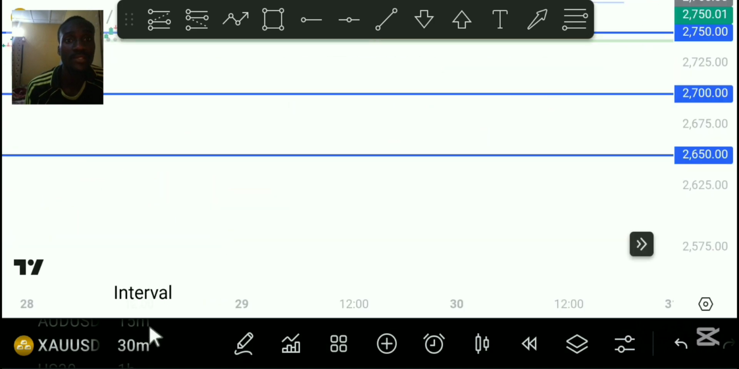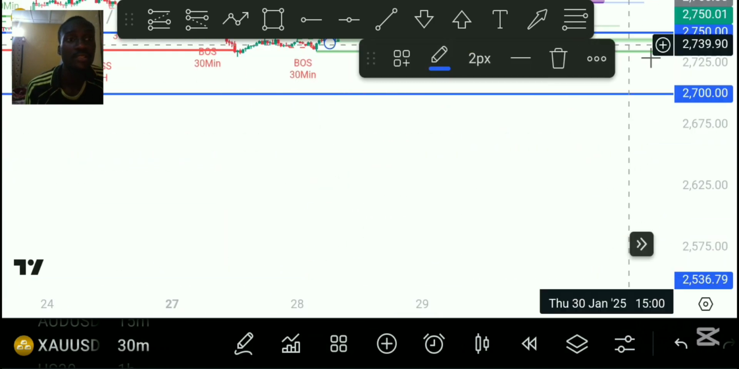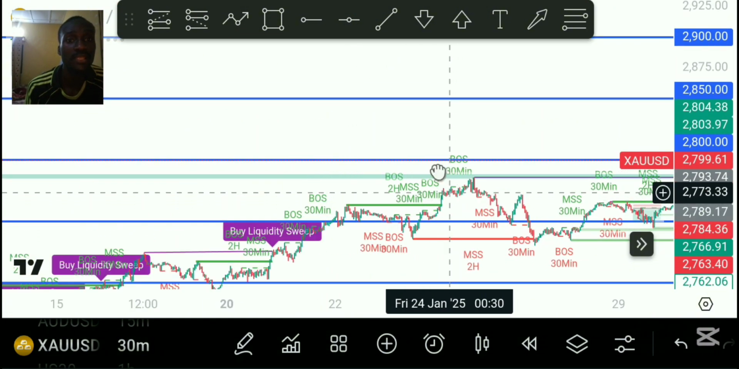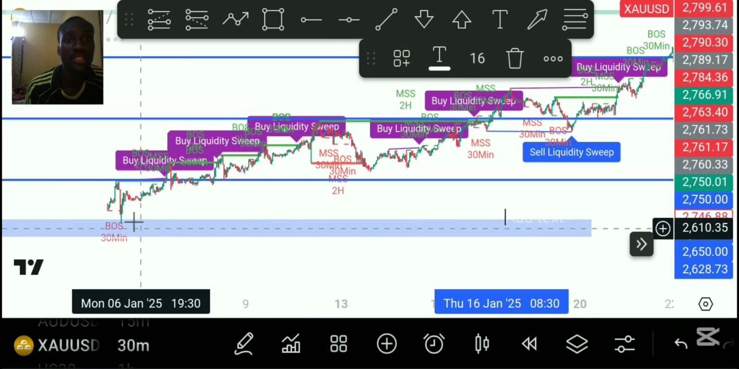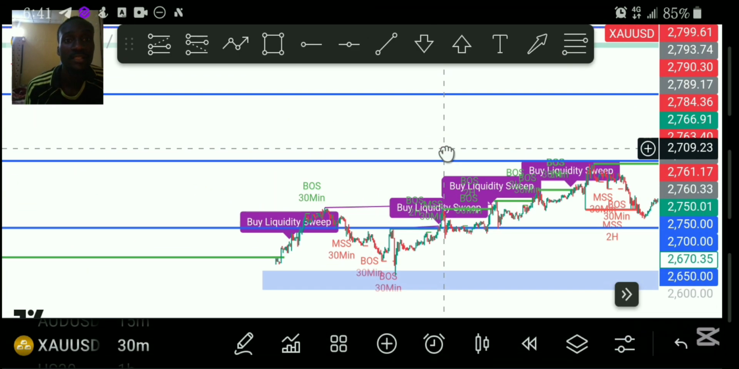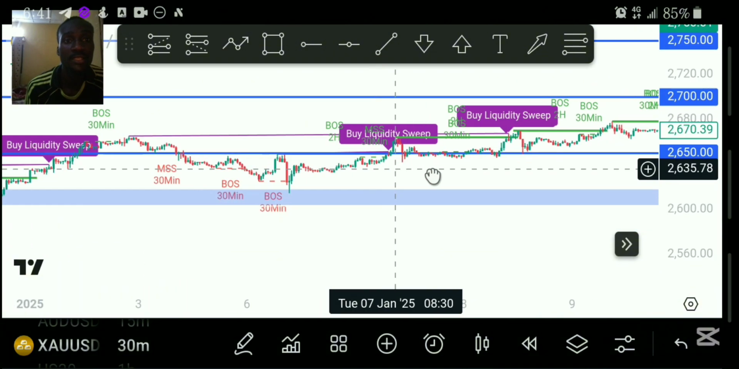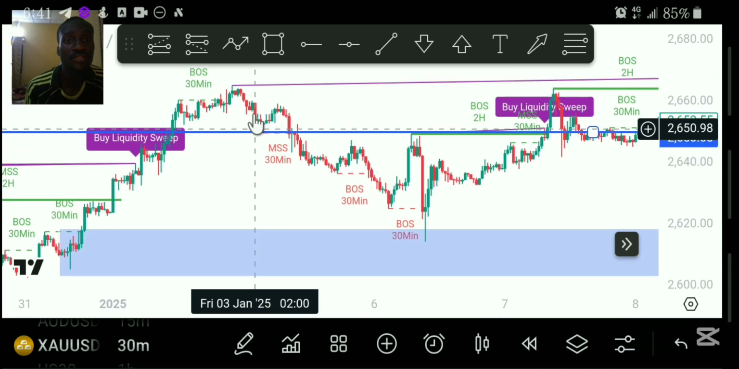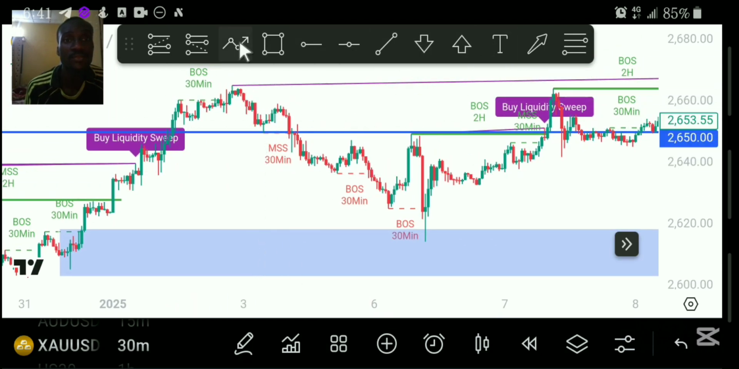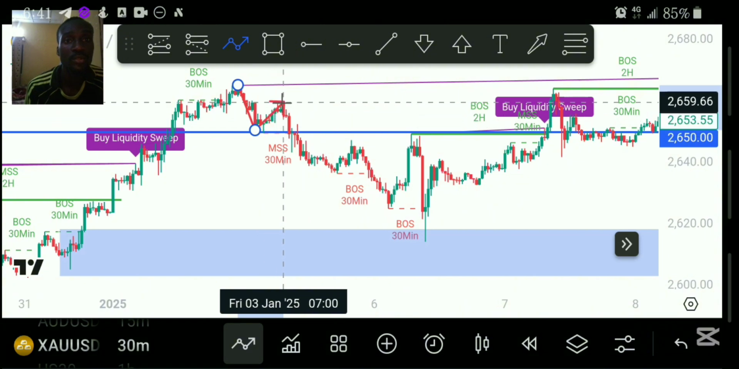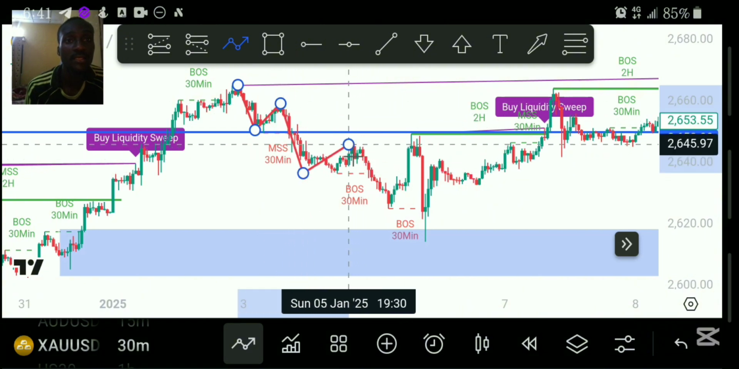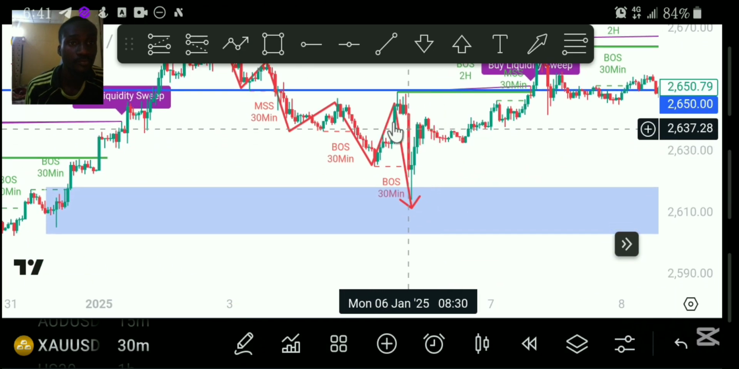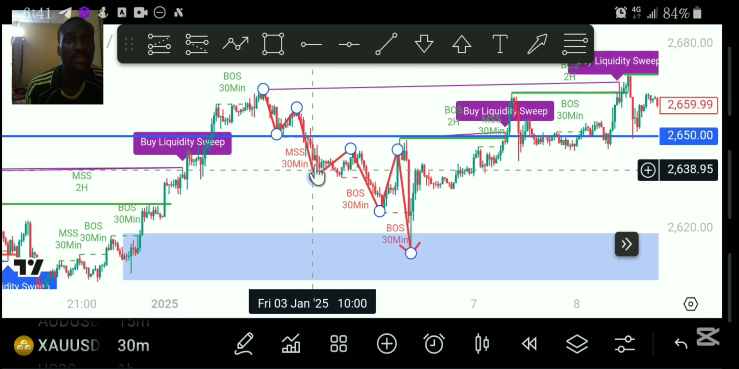If I go to the lower time frame, you observe the market shifts. I said it's an uptrend, right? But if you go back, you observe the market shift into what? A temporary downtrend. You can see the market shift into a temporary downtrend because it is giving us a series of lower lows. You can see lower low, lower high, lower low, lower high, lower low, lower high, and then lower low. So the market shifts into a temporary downtrend.